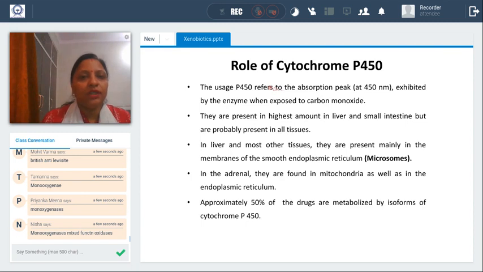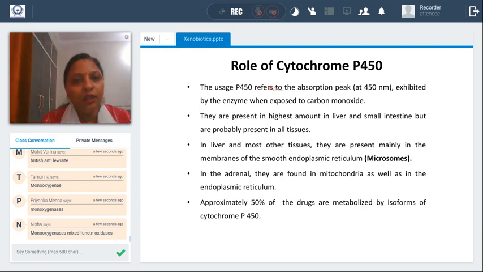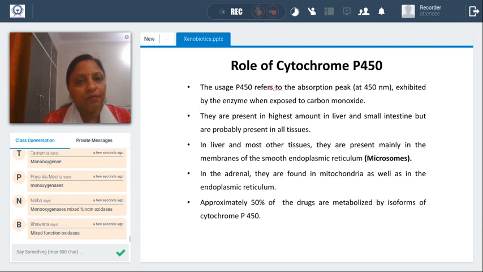So what is the role of cytochrome P450? This P450 refers to the absorption peak at 450 nm. So it is called cytochrome P450, exhibited by the enzyme when exposed to carbon monoxide. So cytochrome P450 refers to the absorption peak at 450 nm.